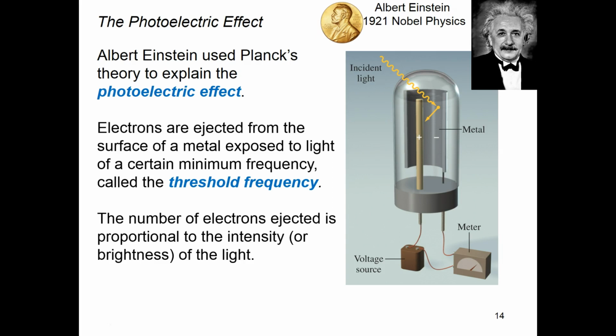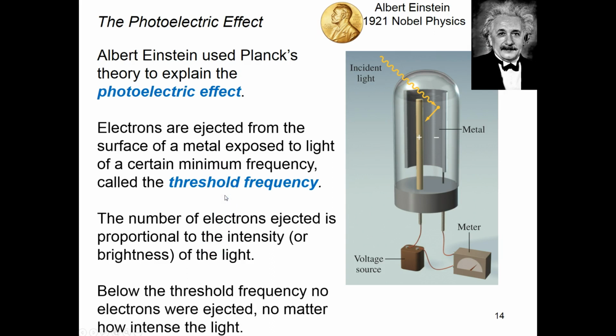For example, if that metal were, say, potassium, you can shine red light on it as much as you want, as intense as possible. Nothing's going to happen. But if you boost that frequency up, lower the wavelength to where it's yellow, it can cause electrons to be ejected in a flow of current that we call the photoelectric effect. So below that threshold frequency, nothing happens. Above it, the photoelectric effect can happen.